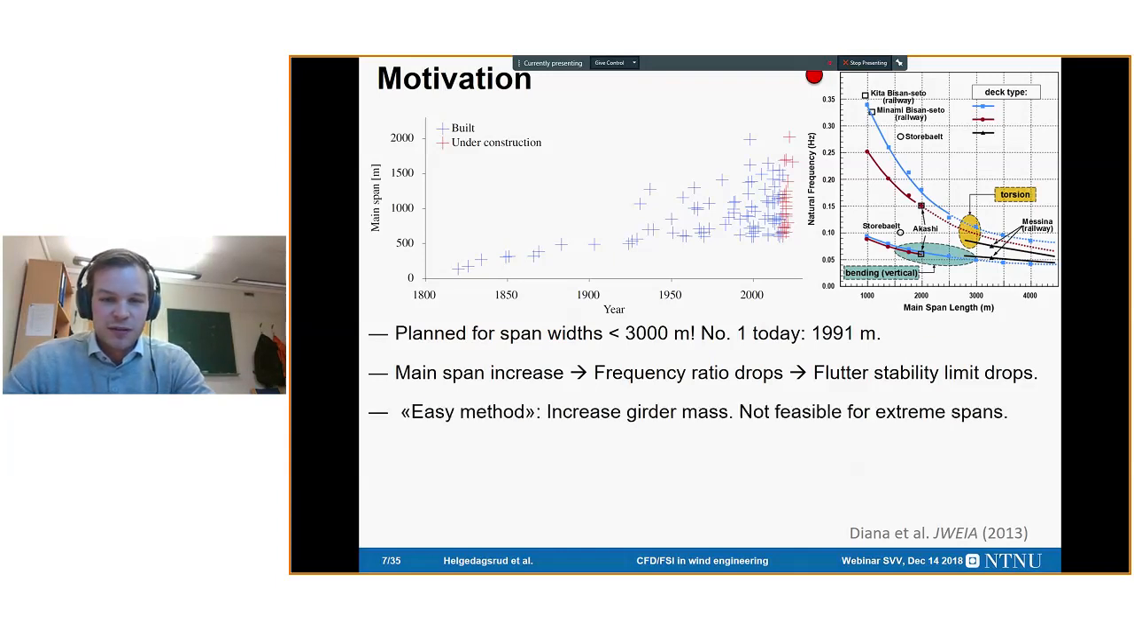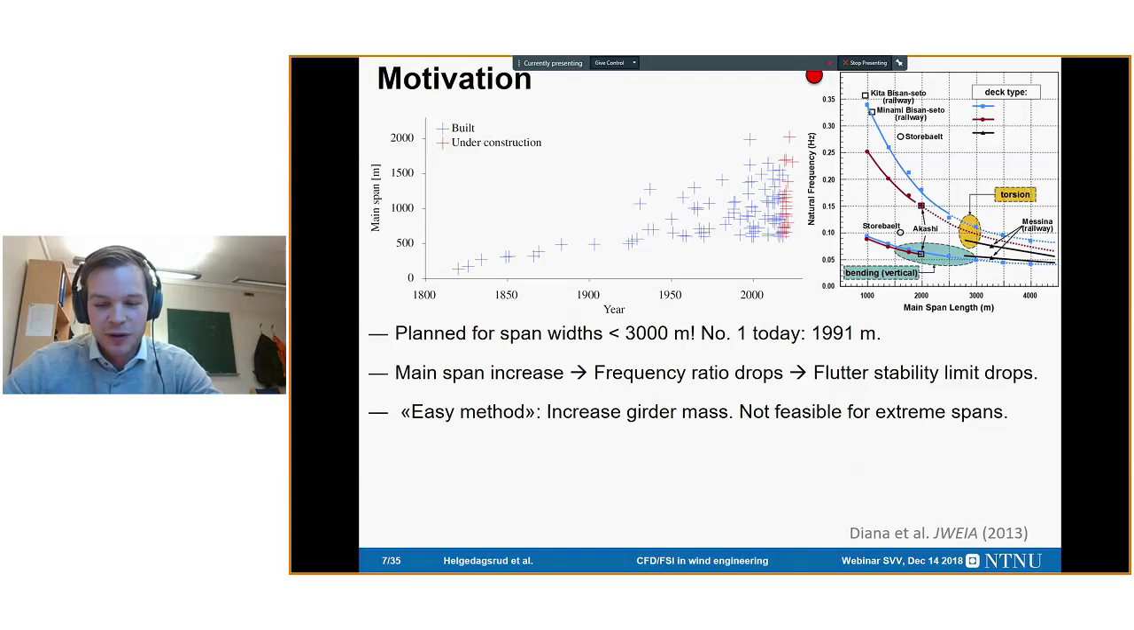Traditionally, the quick fix for this problem has been to increase the torsional stiffness, which is equivalent to increasing the girder mass. That grows at the volumetric rate, while the strength of the bridge grows at a quadratic rate with the area of the cross section of the cables. So it's obvious that this method has a limit, and I think that is where we are now.